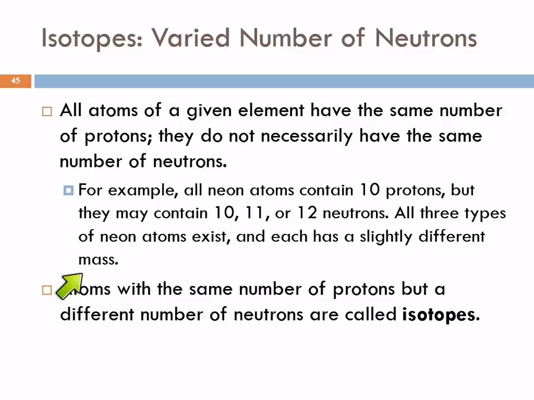Each one is going to have a slightly different mass because the protons and the neutrons are the particles in the atom that have significant mass. And so if you add an extra neutron in there, that's going to change the mass of the atom a little bit. And so the masses will not be exactly the same. So we use this word isotopes to describe atoms that have the same number of protons. They're the same element, but they have different numbers of neutrons. Isotopes. Iso is a prefix that means the same. They're the same element, but they're a little bit different.